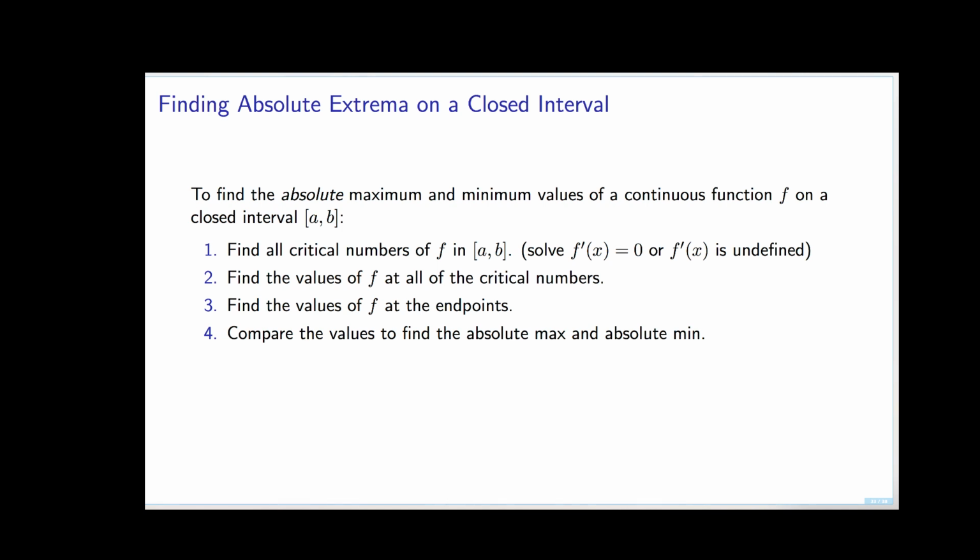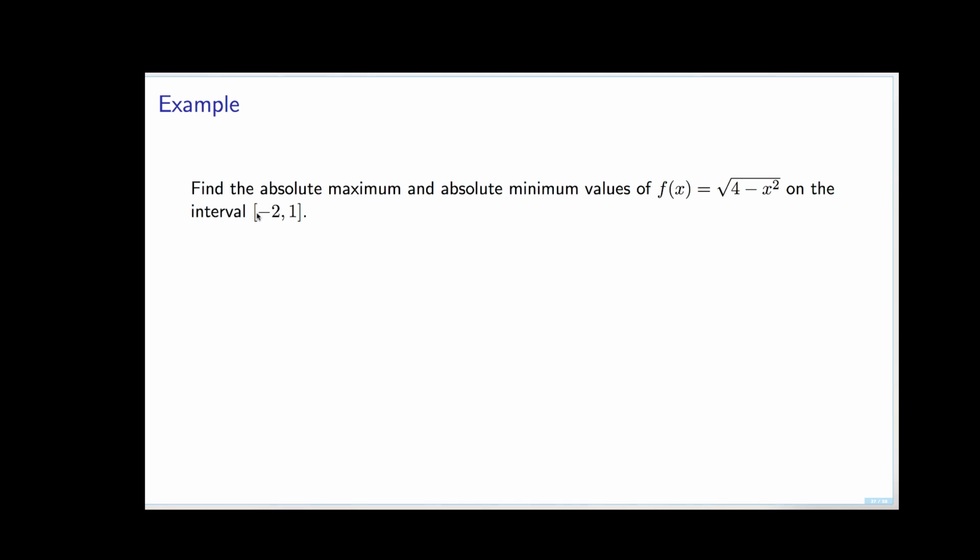So the first thing we need to do is find our critical points, which means we need to find the points where our derivative is equal to 0 or undefined. So the first thing we're going to do here is use the chain rule to find the derivative of this function. So this is f of x equals square root 4 minus x squared. So on a scratch sheet of paper, go ahead and pause the video and find the derivative of this function.